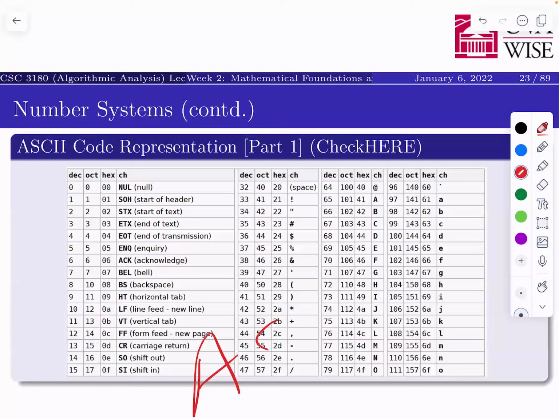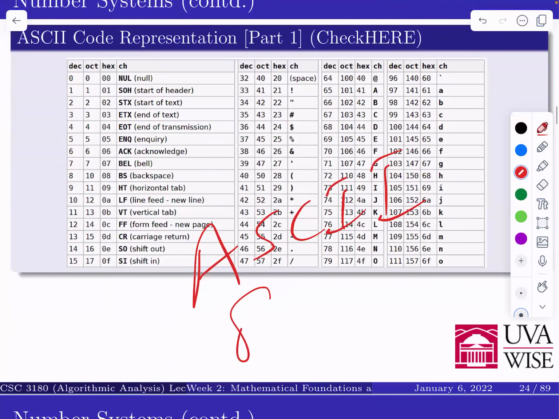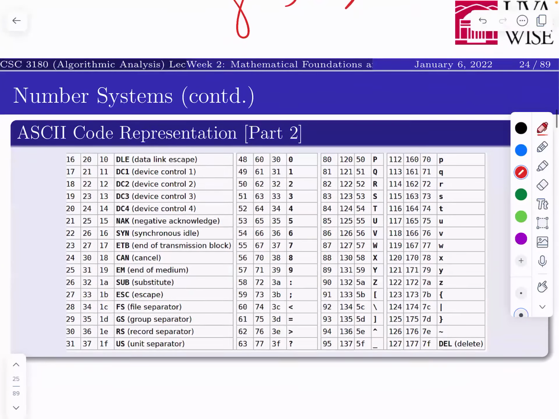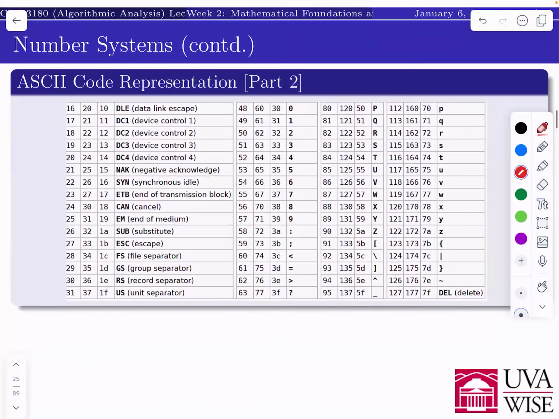Once again, ASCII is what? American Standard Code for Information Interchange. 8 bits for representation, and that represents 128 characters. We also have extended binary code, something like that. Those are some stores. So these are all you have. Look at them. Look at them.